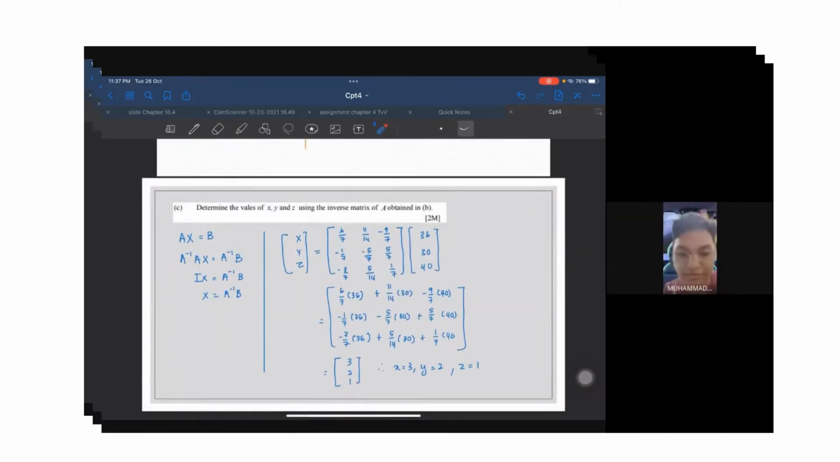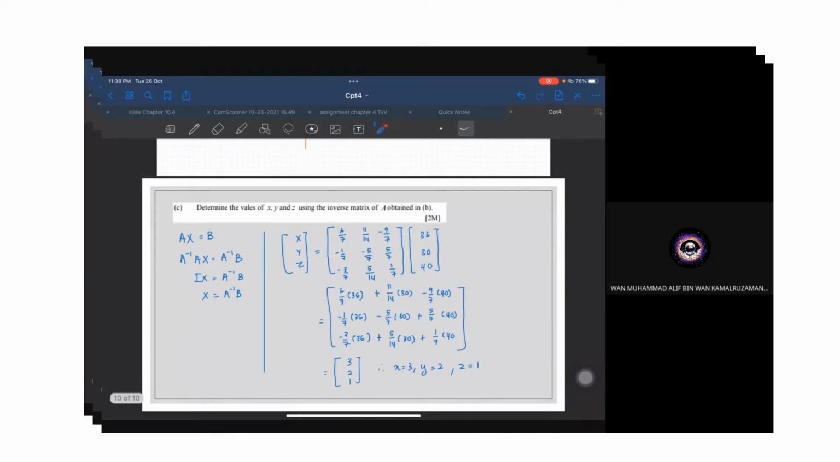For the last question, it asks us to find the value of X, Y, Z using the inverse matrix of A that we obtained in B. First, we use the general equation AX equals B, and then we multiply the inverse matrix of A on both sides. When inverse matrix of A multiplies with A, we get the identity matrix, and identity matrix multiplied with X gives X. Then we get the new general equation: X equals inverse matrix of A multiplied with B.